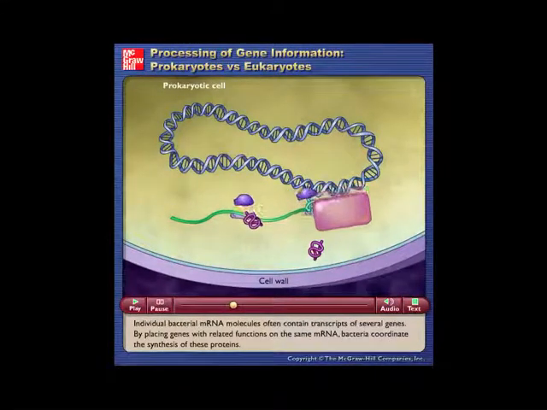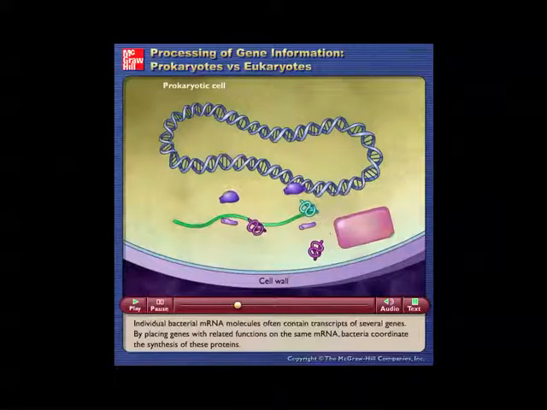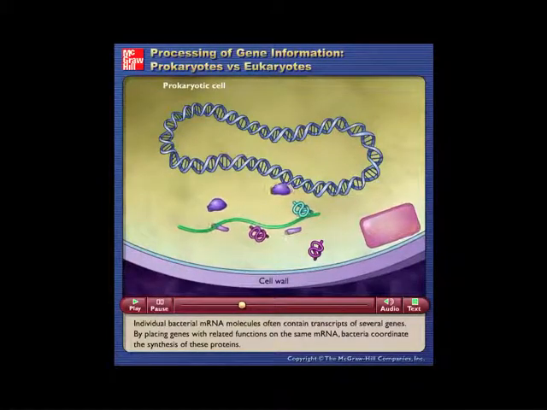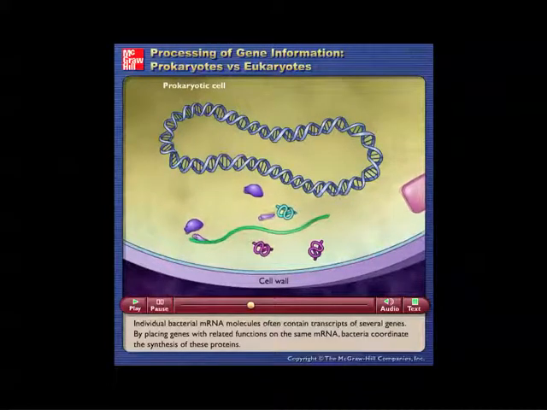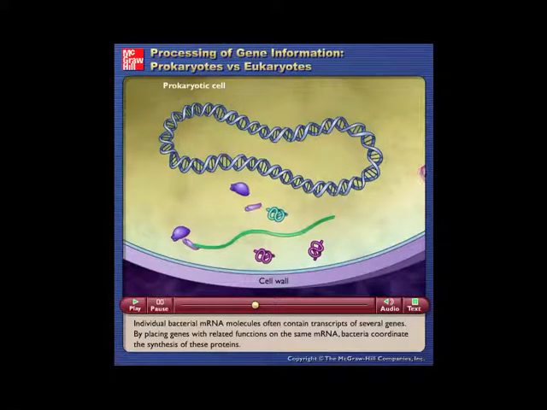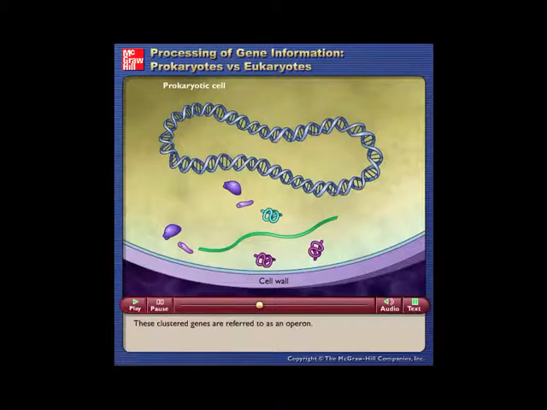Individual bacterial mRNA molecules often contain transcripts of several genes. By placing genes with related functions on the same mRNA, bacteria coordinate the synthesis of these proteins. These clustered genes are referred to as an operon.